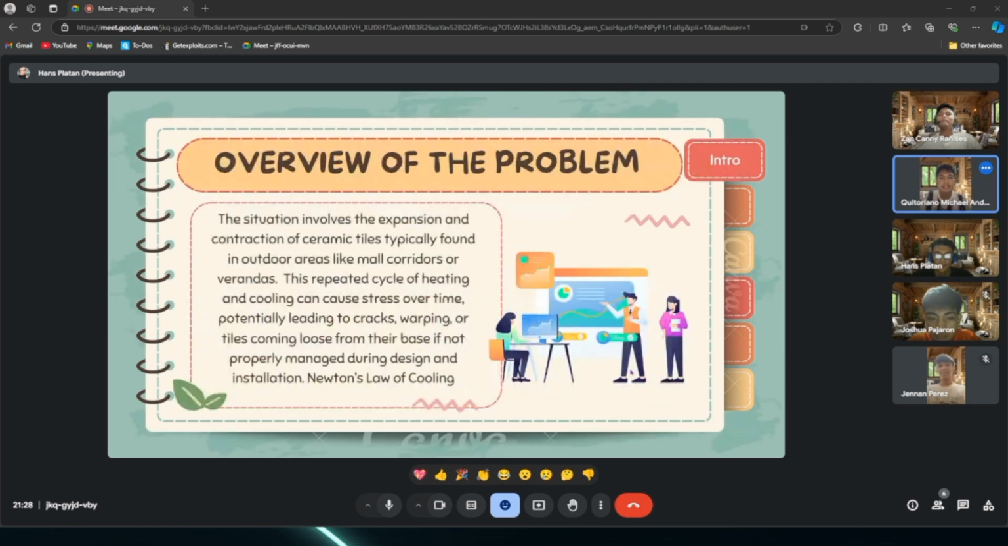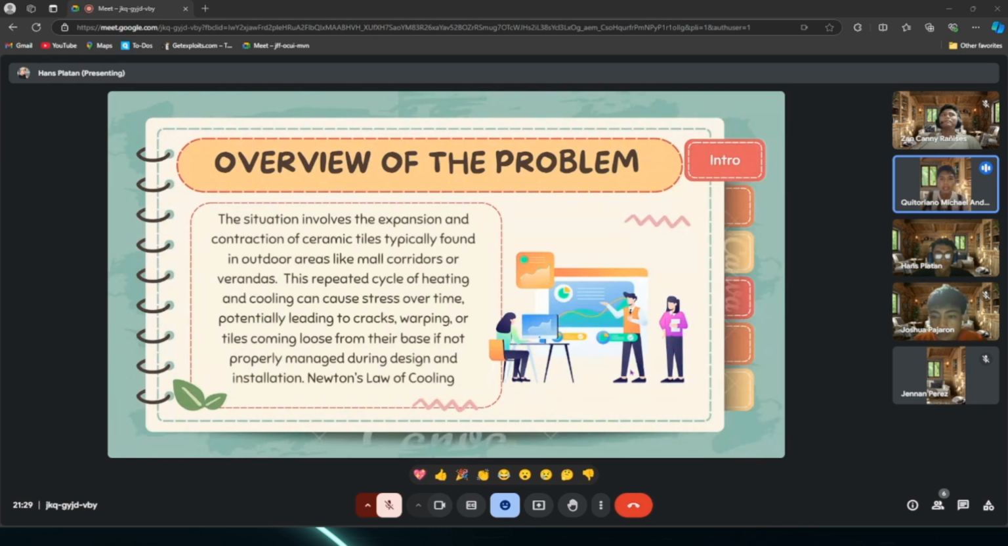Next slide, please. So, this is the overview of the problem. The situation involves the expansion and contraction of ceramic tiles, typically found in outdoor environments like mall corridors or verandas, especially during hot days and cooler nights. When tiles are heated by direct sunlight, they expand, and as temperatures drop in the evening, they contract. This repeated process leads to ceramic tiles coming loose from their base if not properly managed during design and installation.